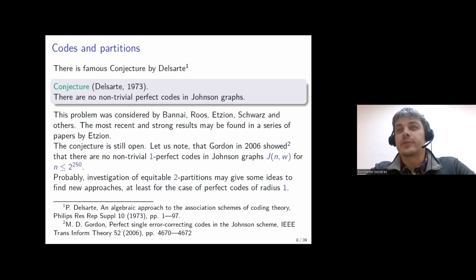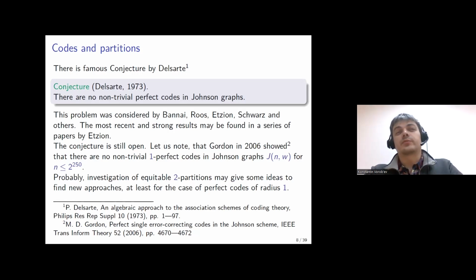balls of radius r with centers in these vertices, then we will cover the whole vertex set of the graph without intersection. And if we consider one-perfect codes, so the balls of radius 1, then it is exactly an example of an equitable two-partition, for example, in a Johnson graph. So this conjecture is still open, especially for the case of one-perfect codes. In particular, there are a lot of papers by Bañai, Etzion, Schwartz, and others.